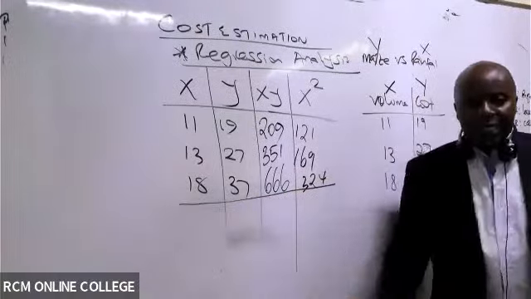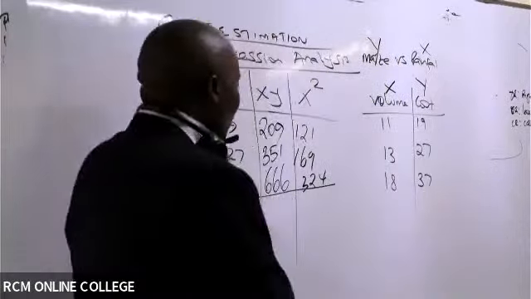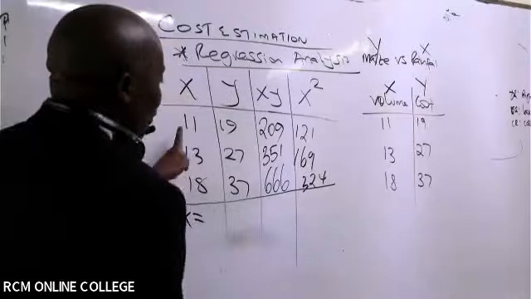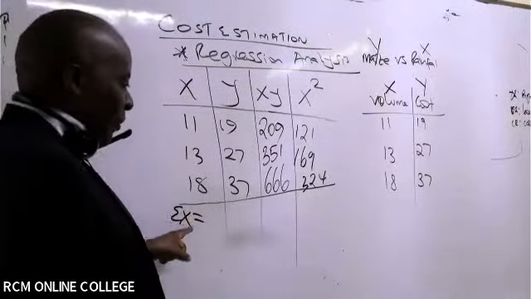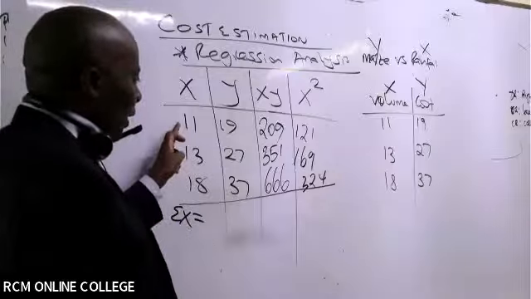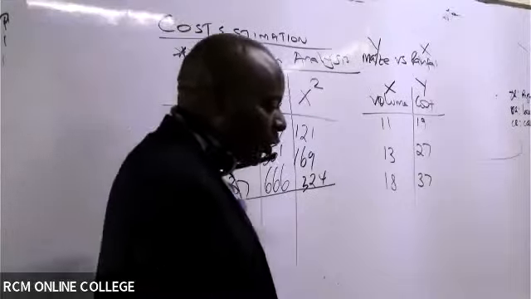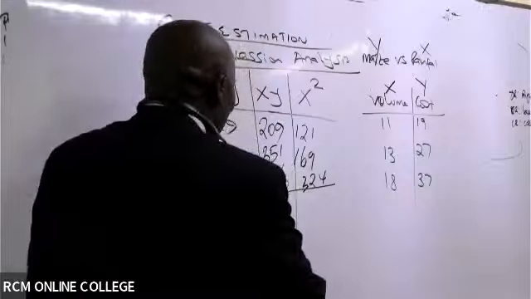And then listen to me. Remember, regression is a sigma model. Sigma, you come and write what I'm writing. So you write here sum x, like that. You don't just write sum; you must write the sigma symbol. So sum x, you're taking 11 plus 13 plus 18. You give me an answer. According to Levine, my student here, the answer is 42.